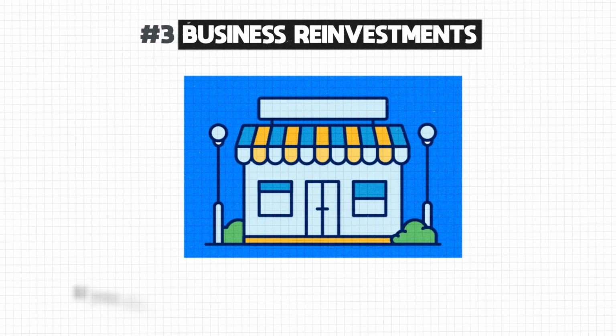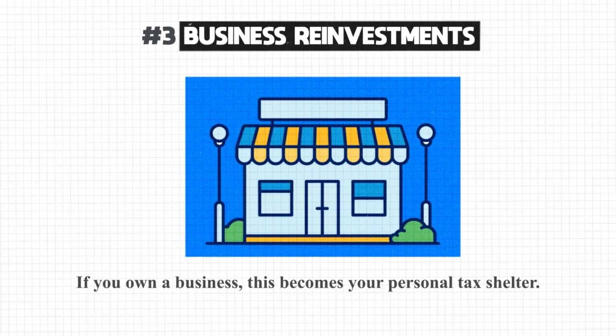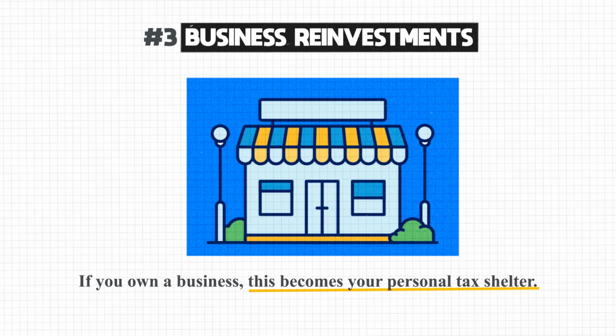There's also number 3, business reinvestments. So when you own a business, that business can also be used as a tax shelter. Every dollar you reinvest back into it for things like equipment, machinery, more advertising, employees, and so on, can reduce your taxable income dollar for dollar.